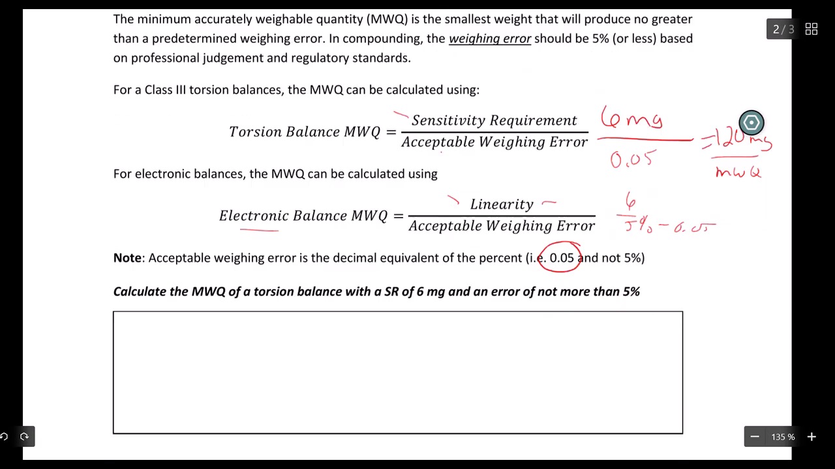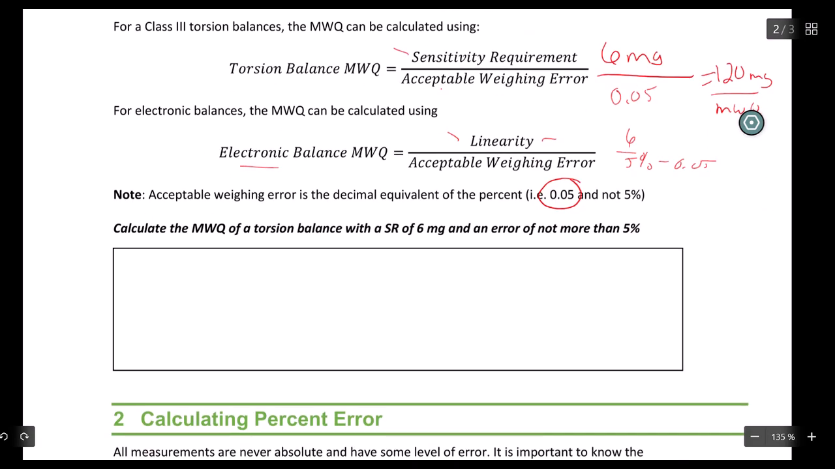Okay, so let's do an example. It says calculate the minimum weighable quantity of a torsion balance with an SR of 6 and an error not more than 5%. We just did that up there. So why don't I just change this? Why don't I give us a 4? Let's say you have a torsion balance, it's 4. And for me, I want to have no more than a 2% error in weighing. What would be my minimum weighable quantity for a torsion balance?